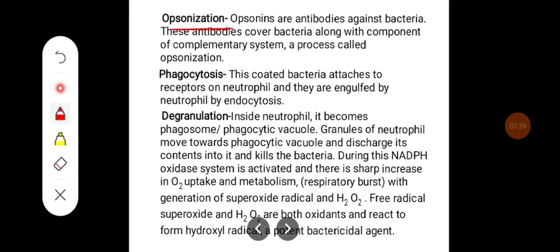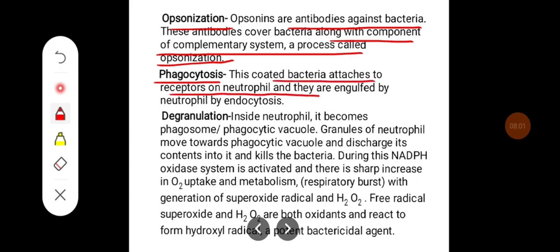Opsonization. Opsonins are antibodies against bacteria. These antibodies cover the bacteria along with the component of the complement system, a process called opsonization. Then phagocytosis. This coated bacteria attaches to receptors on the neutrophil and is engulfed by the neutrophil by endocytosis.